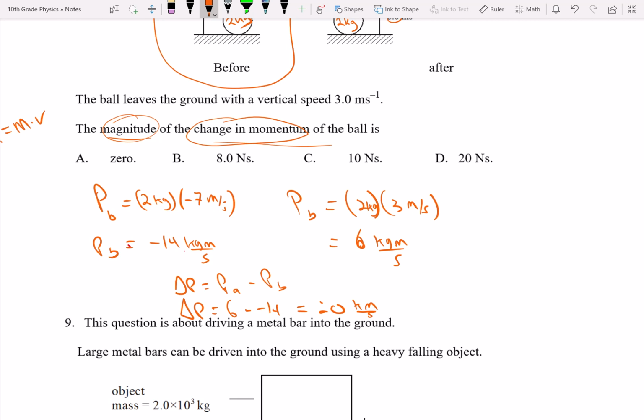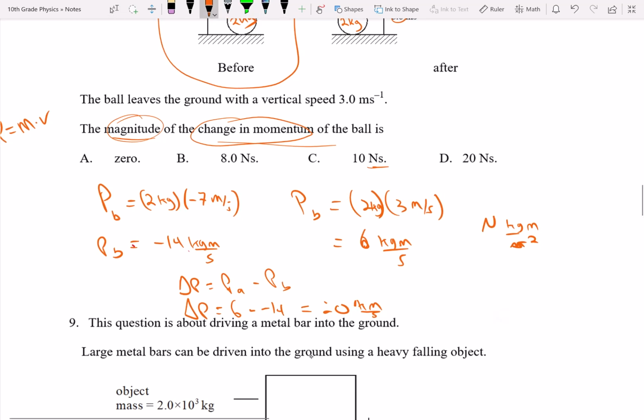And notice how the units are Newton seconds. That's another way to measure momentum. To get to Newton seconds, you could just imagine a Newton is a kilogram meter per second squared. So if you multiplied a Newton times seconds, the seconds would cancel out partially and you end up with this, right? So the answer is 20, which is this one.